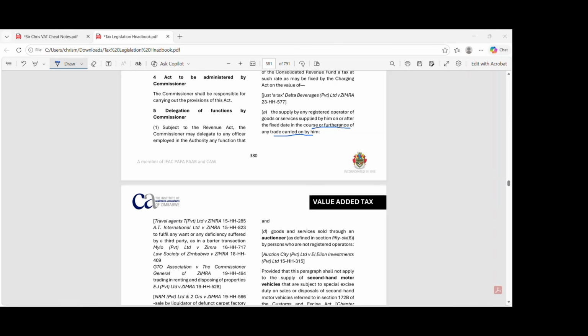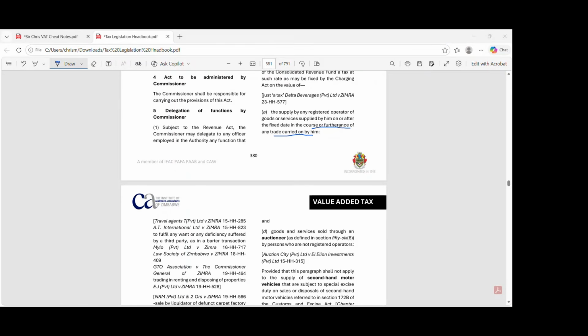I want to show you something there. So the Act actually defines what is trade. Faster, I just want the definition of what is trade. Don't worry about my notes.